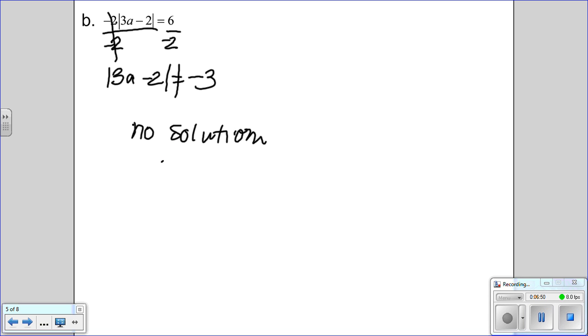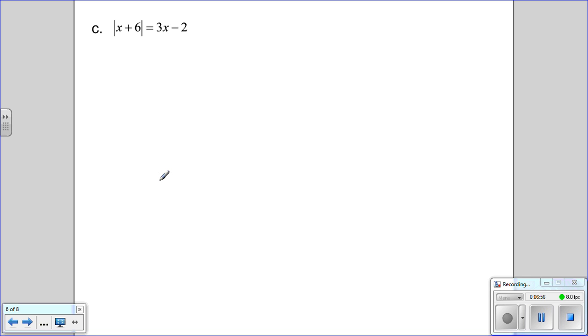Or you can always use the symbol for the empty set. Okay, so no solution for this one. Okay, let's try one like this. You can see that we've got the absolute value of x plus 6 equals, and then on the right side we have more than one term, 3x minus 2. The absolute value symbol is by itself, so we're ready to set up case 1 and case 2.